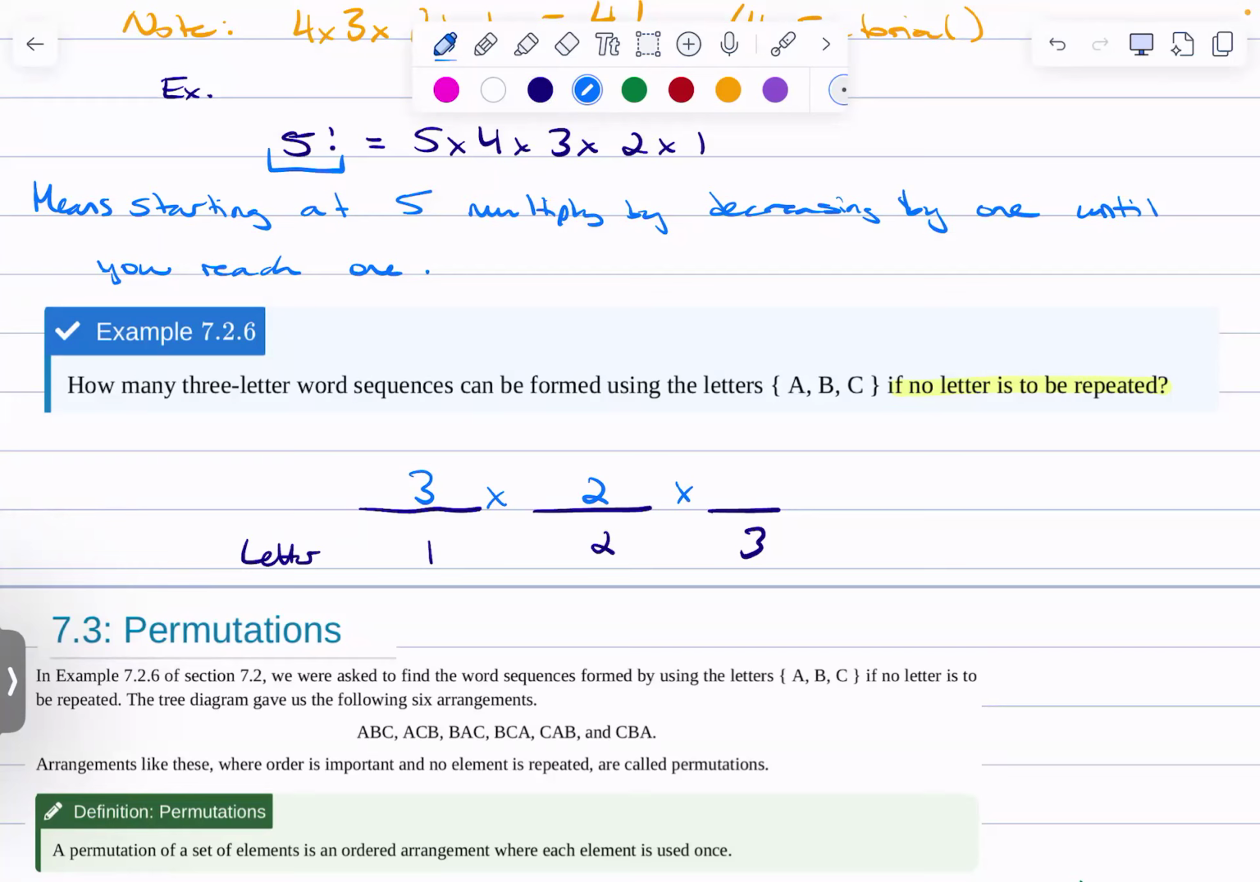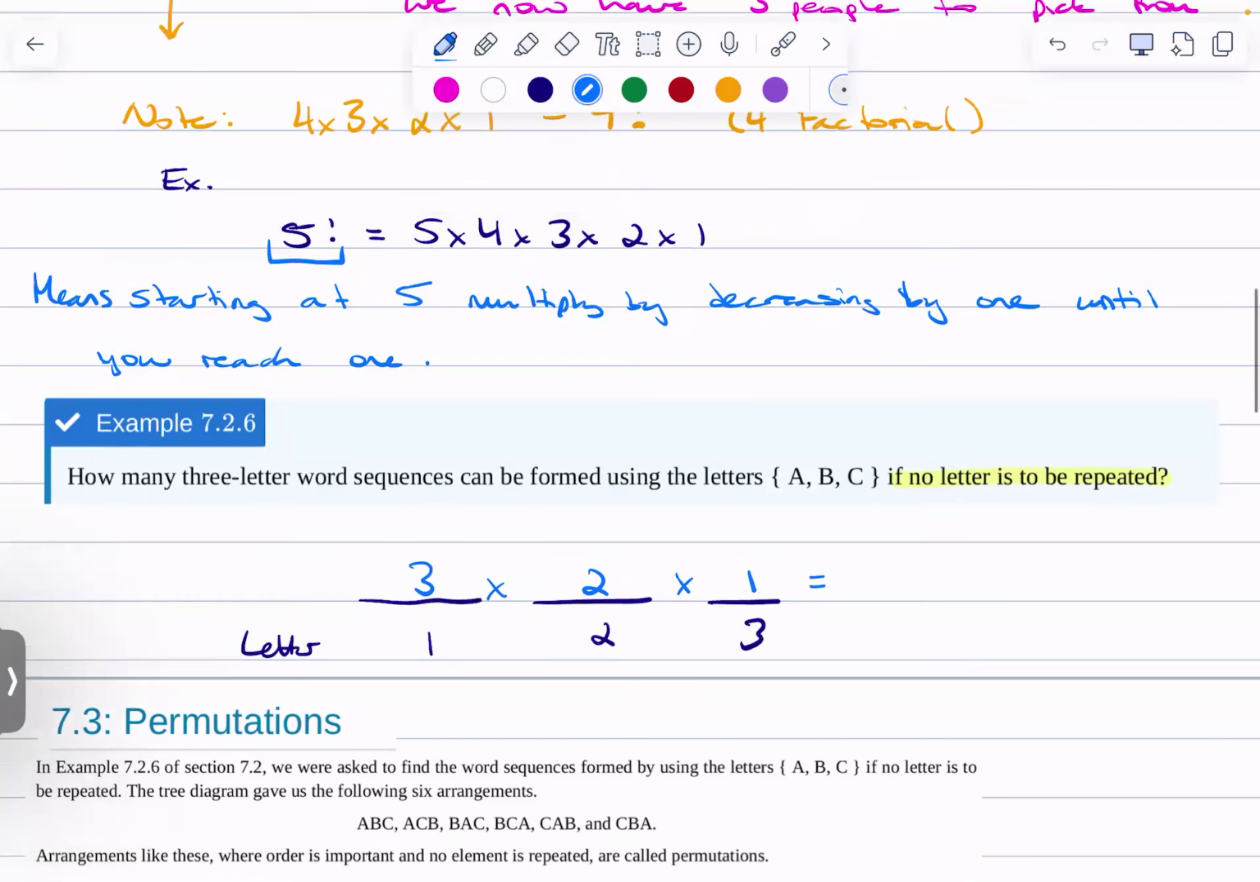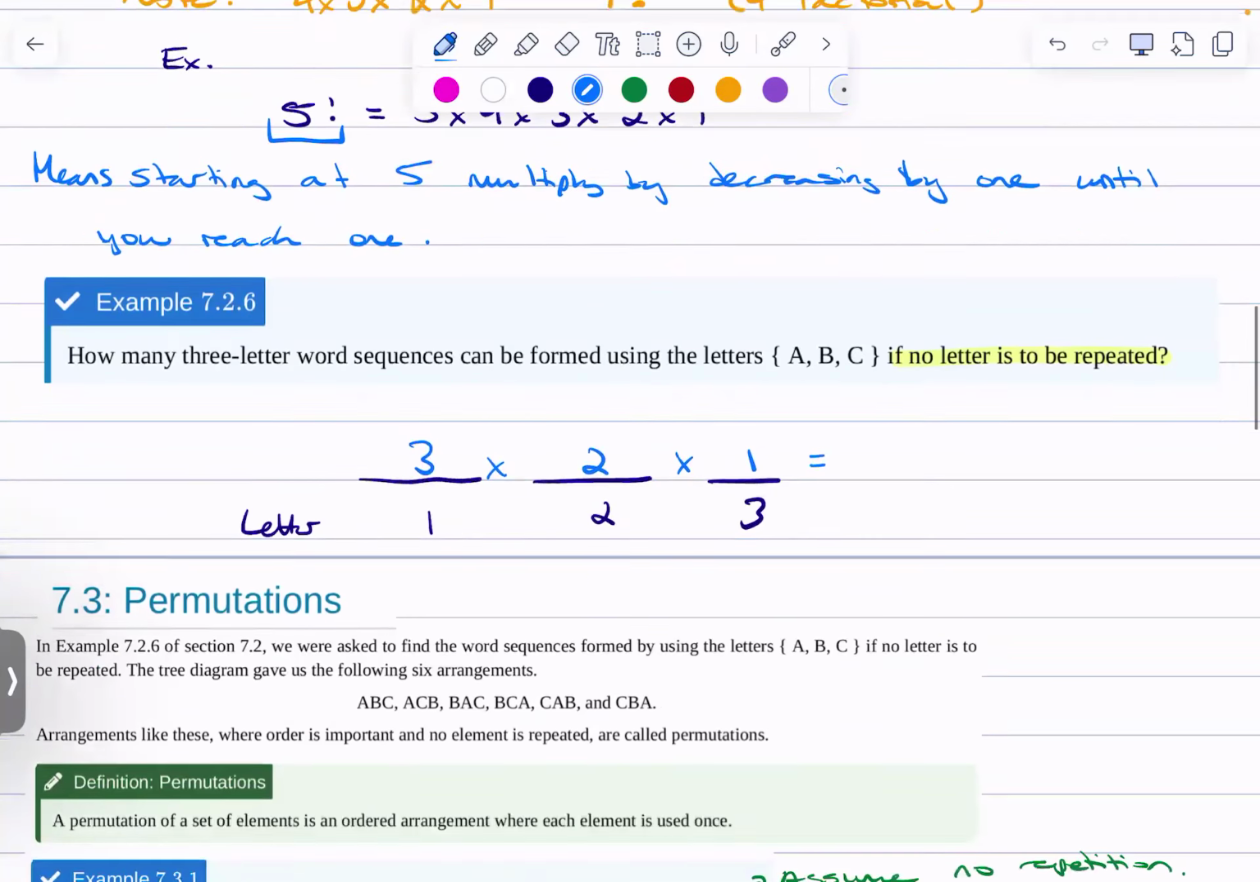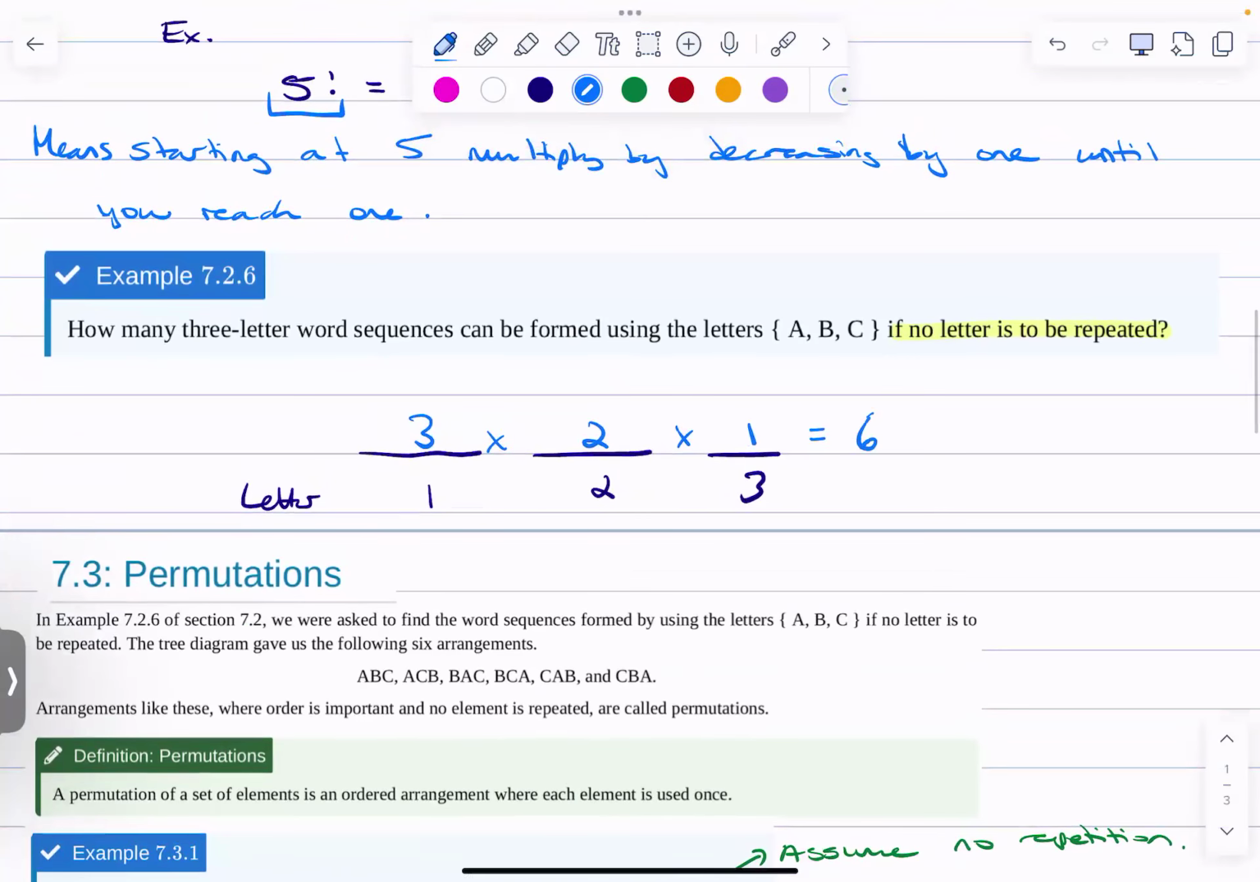And then 1 for the last letter. That's what it was. Got the hang of it. Nice. So 3 times 2 times 1 puts me at 6.